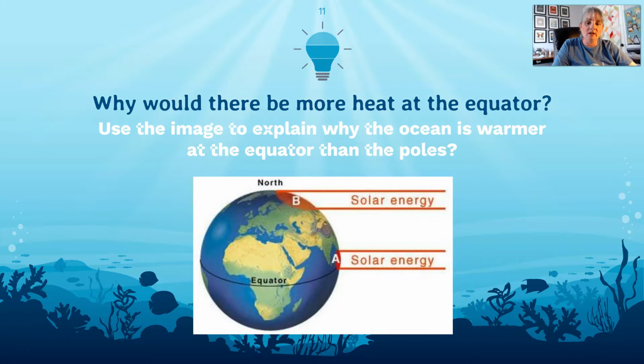All right, so I want you to look at this image and think about, why do you think the ocean would be warmer at the equator? Why would the equator be warmer in general on the continent or in the oceans than the poles? So take a second to look at this picture, pause the video if you need to, but how can you explain why it's warmer at the equator than the poles?